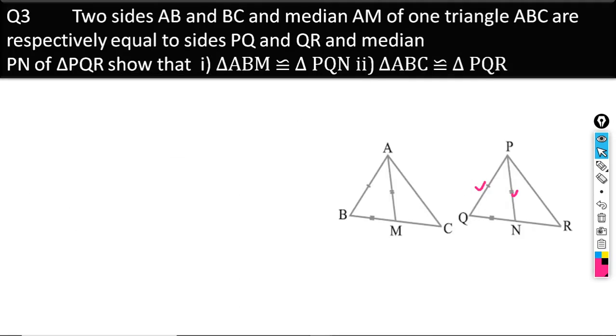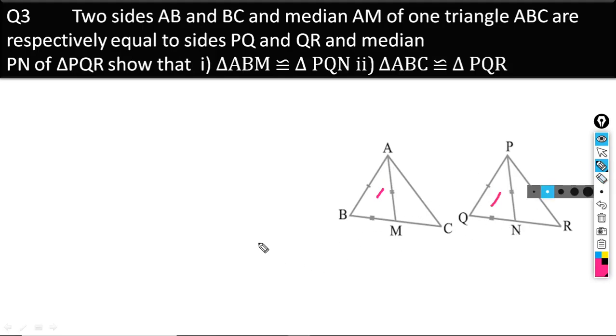Let us discuss the third problem. The two sides AB, BC and median AM of one triangle ABC are equal to the sides PQ, QR and the median PN of another triangle PQR. We have to prove triangle ABM and PQN congruent to each other, and triangle ABC and PQR are congruent. So in the first case, we have to prove triangle ABM and PQN, they are congruent.